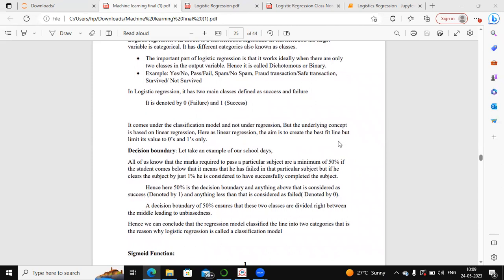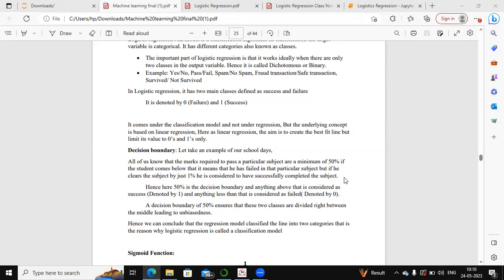Now the decision boundary. Let's take an example from our school days. All of us know that the marks required to pass a particular subject are a minimum of 50%. If a student scores below that, it means he has failed in that subject. So here 50% is a threshold, and whatever value lies below it is considered fail, which is 0, and whatever lies above 50%, up to 100%, is considered pass, which is 1. Hence, 50% is the decision boundary. Anything above it is success, denoted by 1, and anything less is failure, denoted by 0.